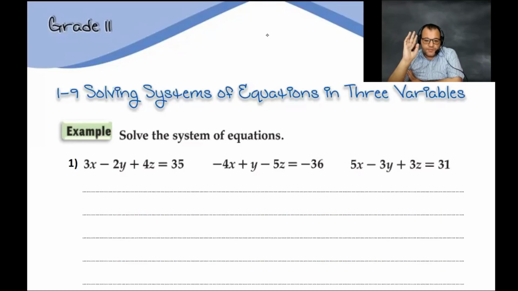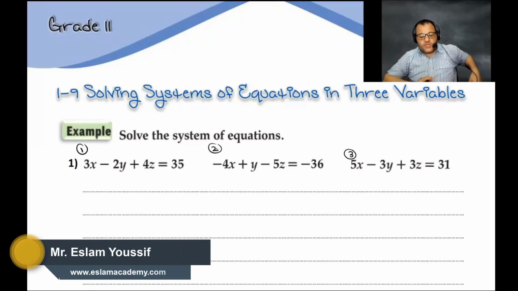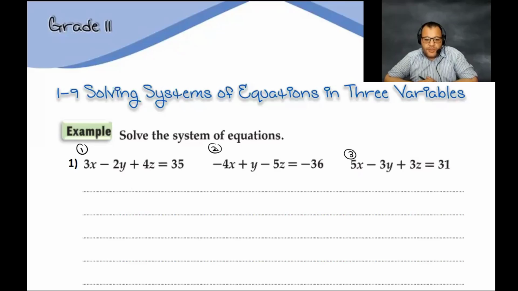Number one, choose any 2 equations. Suppose that we have equation number 1, equation number 2, and equation number 3. I will take 1 and 2 and solve them. How do I solve them? To eliminate one of the variables. Choose the variable that you want to eliminate. Which one? Y. So I will eliminate y.